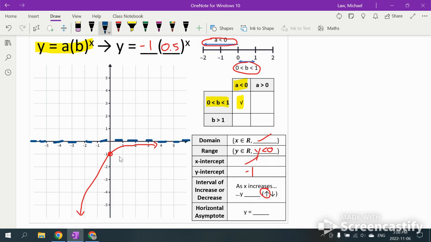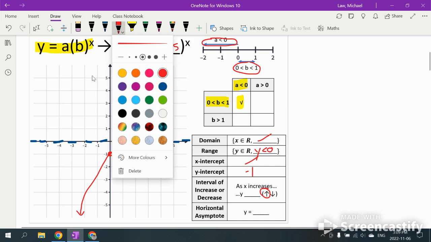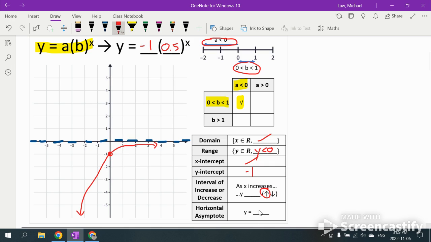This basically means that the function will approach this horizontal line, but it will never ever touch it or cross it, okay? And the equation for a horizontal line is the axis it passes through, it's passing through the y-axis.